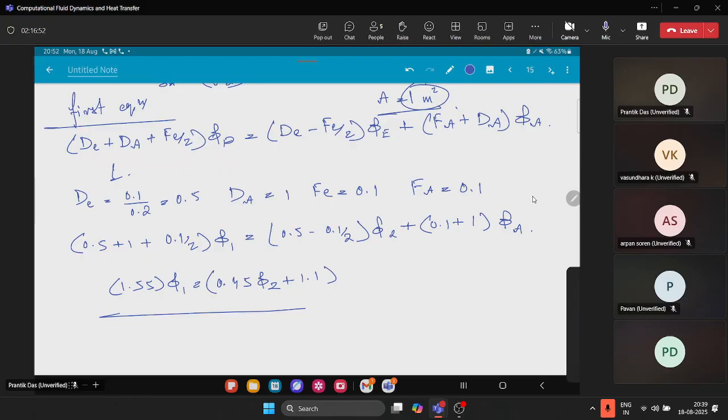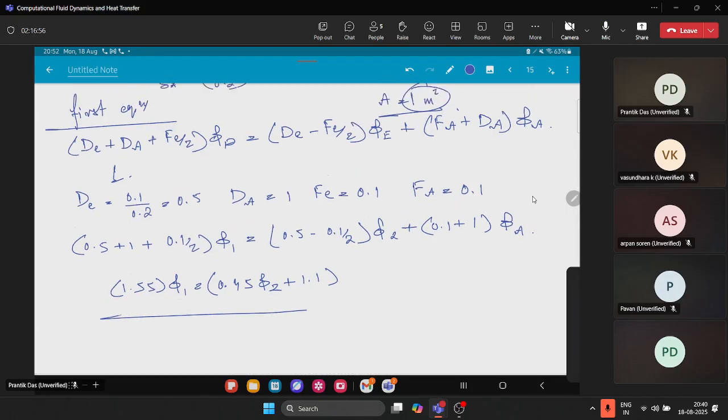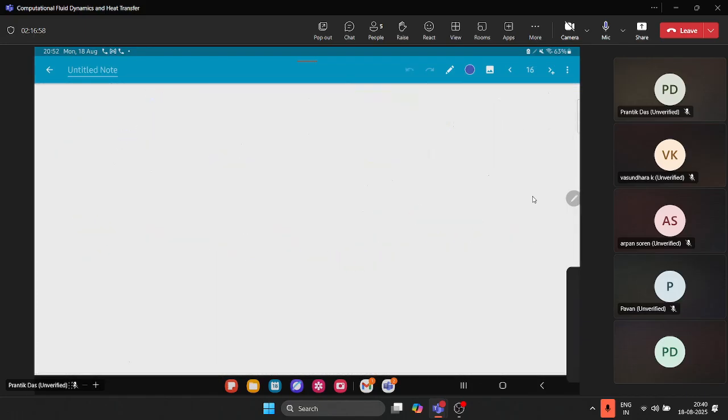So similarly, if I go for the fifth equation itself, which is at the right hand side of the domain itself, then this reduces to dB plus dw minus fw divided by 2 phi p equal to fw divided by 2 plus dw phi w plus db phi b minus fb phi b.